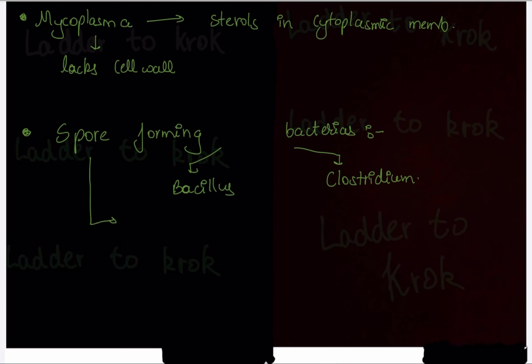These spores are resistant to heat, which means they will not break by heat very easily, because there is one acid in them, dipicolinic acid. What does this do? It makes them resistant to heat. So this is all in this introduction.